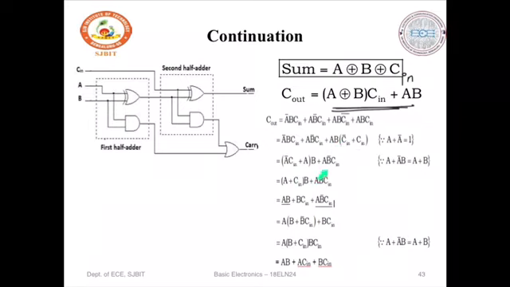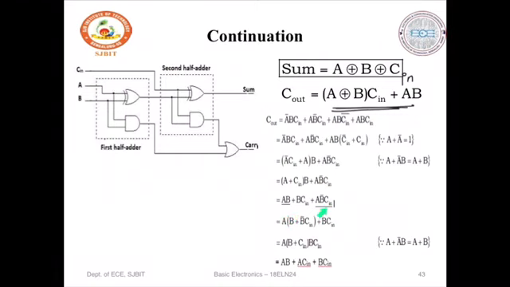Now in the next expression, I take B as common from the first and third term. I get the expression as (A bar C in plus A) into B plus A B bar C in. Now as we know, A plus A bar B is equal to A plus B. That is the absorption law. So A bar C in plus A, according to absorption law, is equivalent to A plus C in. So (A plus C in) into B plus A B bar C in. This is again equivalent to, if I do the multiplication of the individual bits, AB plus B C in plus A B bar C in.